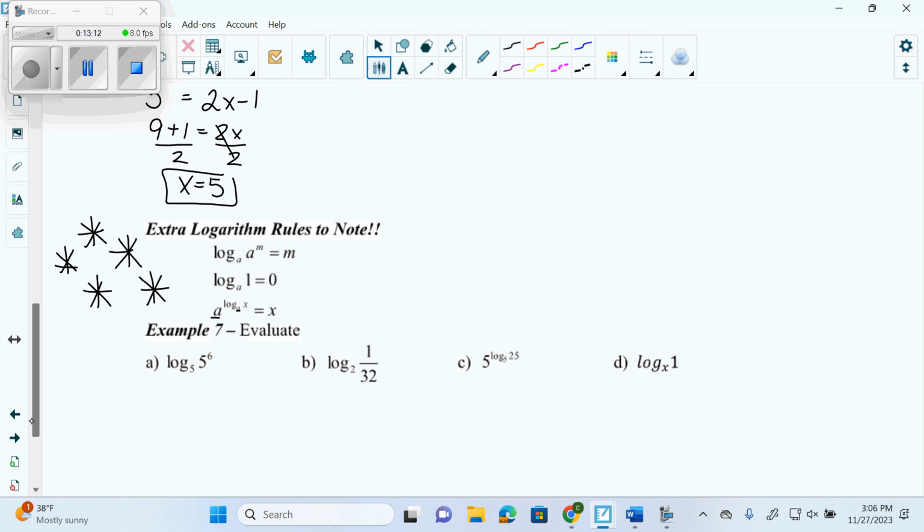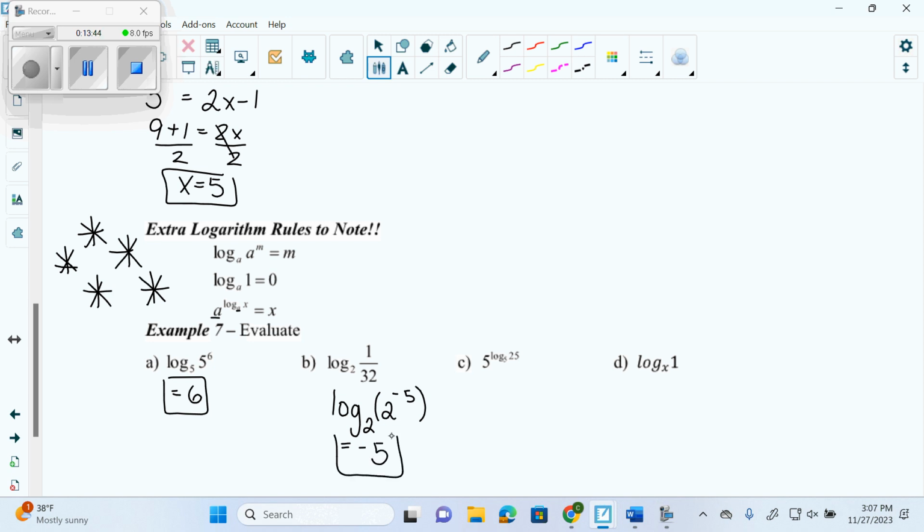So log base 5 of 5 to the 6. What's the answer to that one? 6. This one I could rewrite as a base 2. So I could go log base 2. What's 1 over 32? 2 to the what? What's 32? 2 to the what? 5. So 1 over 32 is 2 to the negative 5. So now I have log base 2 of 2 to the negative 5. What's my answer? Negative 5.